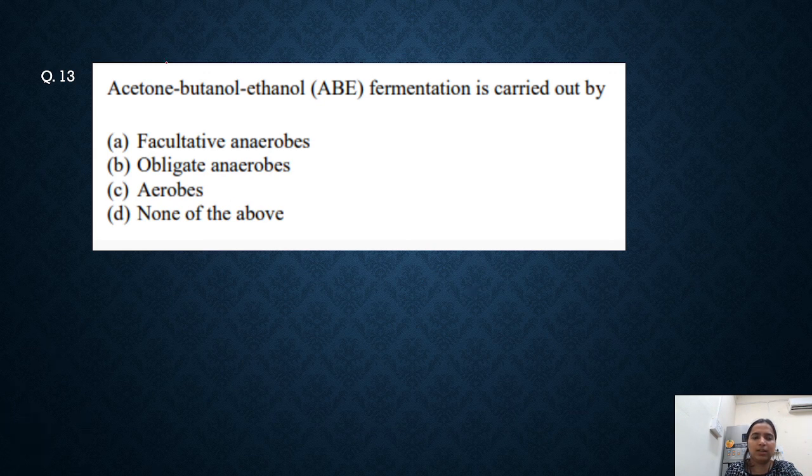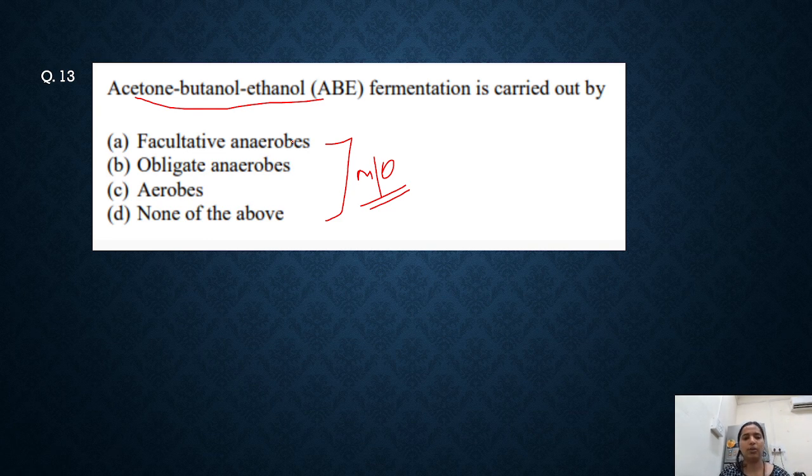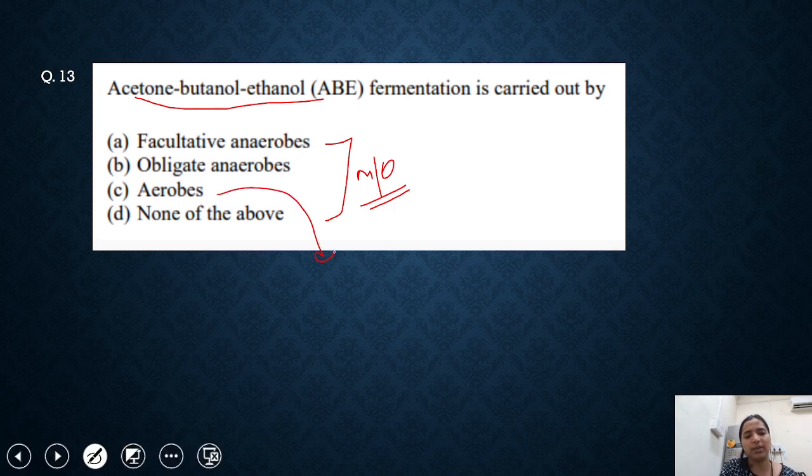Okay, they are coming to the next question. They are asking: acetone, butanol and ethanol, that is ABE fermentation, is carried out by which microorganism? Whether they are facultative anaerobes, obligate anaerobes, aerobes, or none of the above. Aerobes require oxygen, so they are not used in this fermentation.